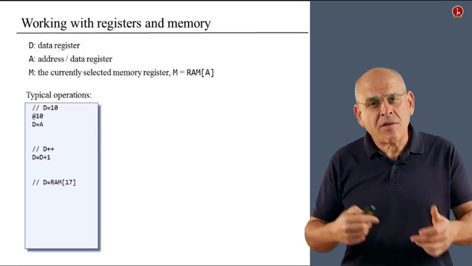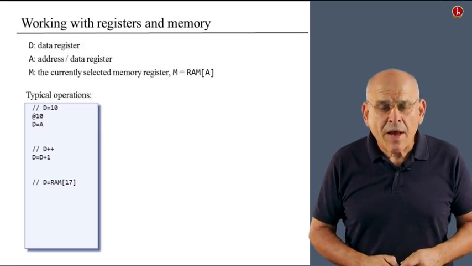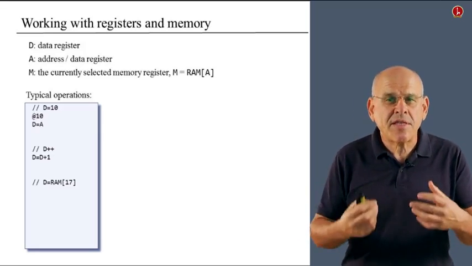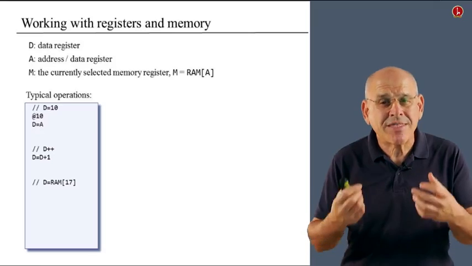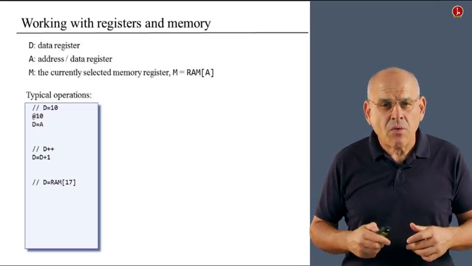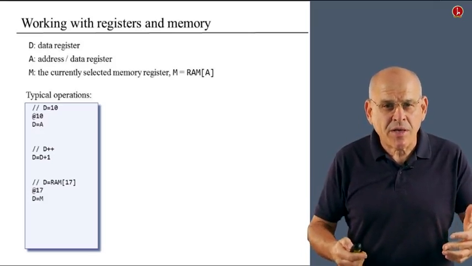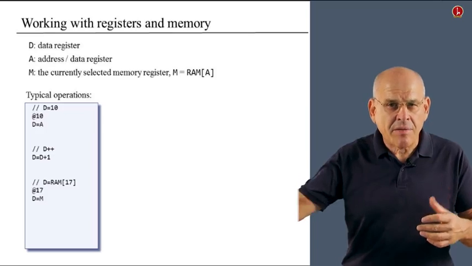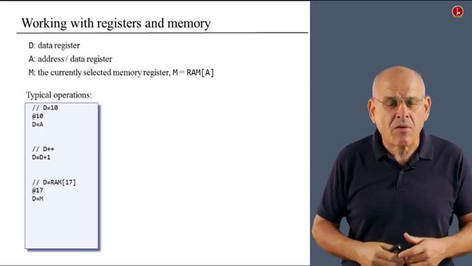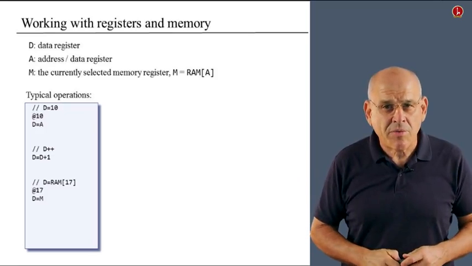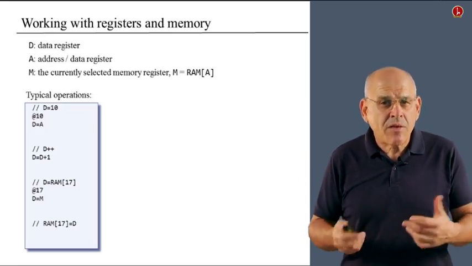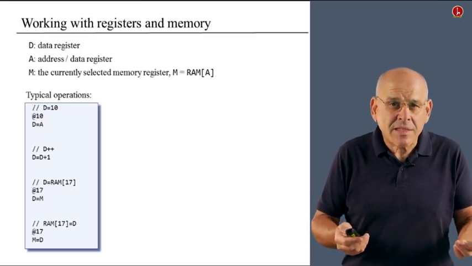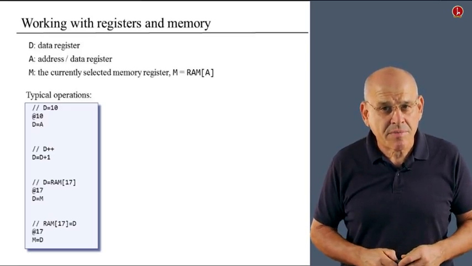What about setting D to the value of RAM 17? Well, whenever you want to access a particular memory register, you first have to address the memory. You have to select this register. So we preempt this operation with an @17, and now having selected the register of interest, we set D to the value of this register. Likewise, we can do the reverse operation. We can do RAM 17 equals D, and we do exactly the same, but in reverse.